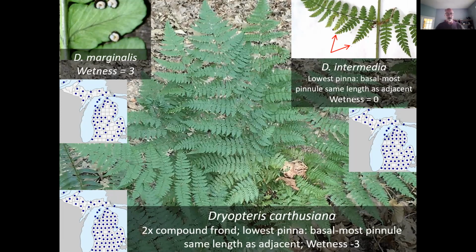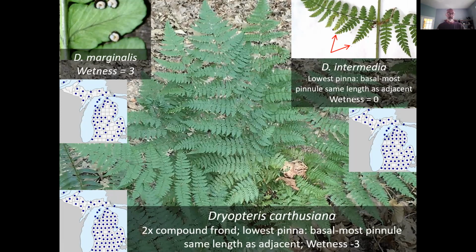Again, by far, this is the genus that you're going to encounter, especially in drier upland forest habitats. So I'll begin with marginalis and get it out of the way since I talked about it earlier. Its sporangia occur at the very margin of the leaflet, hence the name marginalis. The indusium is reniform. That pretty much gets you there. There is no other Dryopterid that does that.